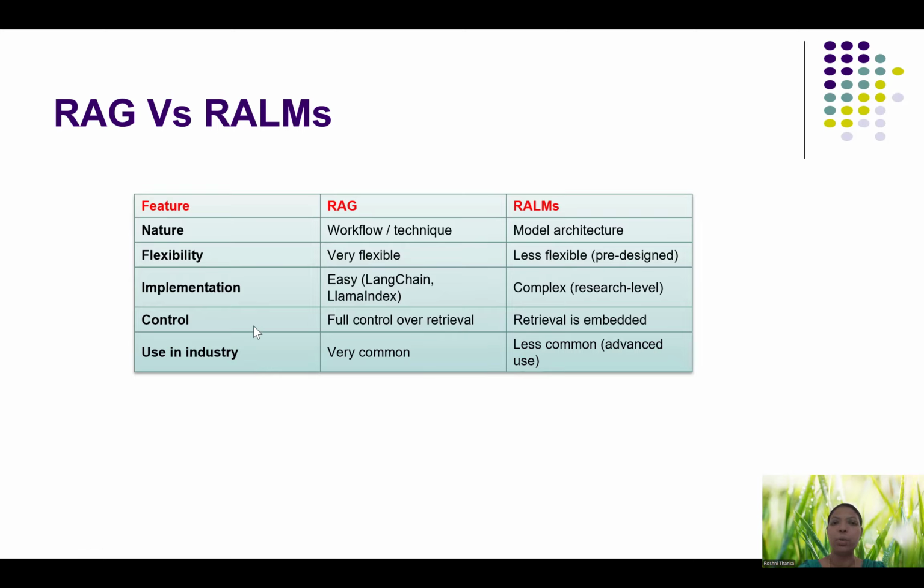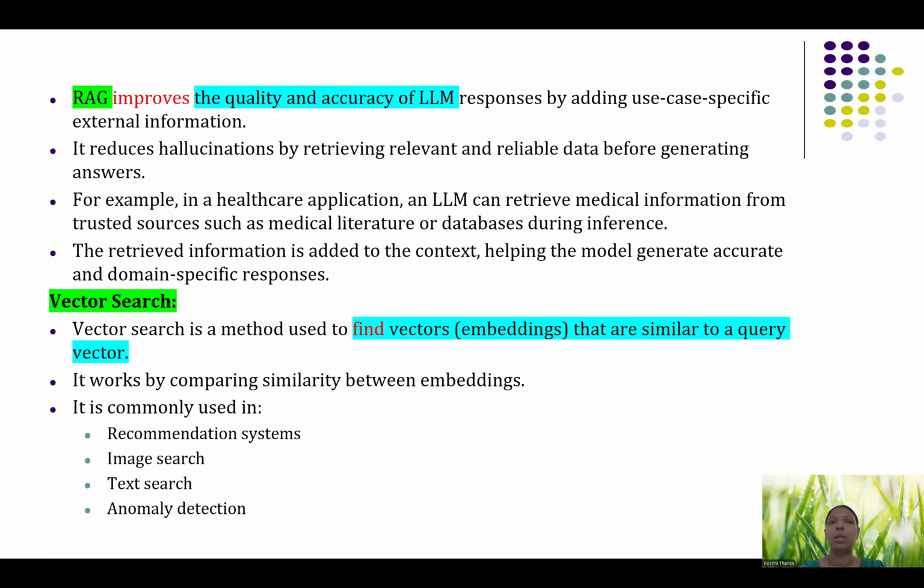With RAG, we can have full control over the retrieval. But with RALMs, the retrieval is itself embedded, because the model is already trained on the specific data, so we cannot just change anything. RAG is used very commonly in industry, but RALMs are less commonly used because they are mostly used for research purposes. So now we can understand that.